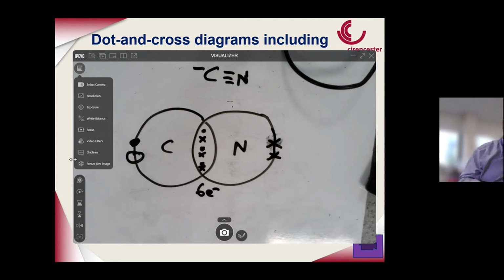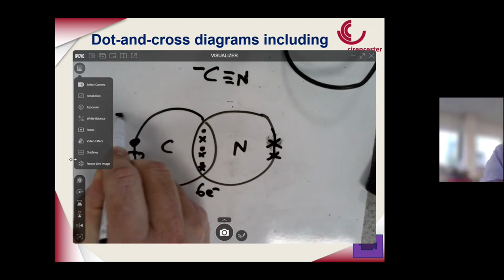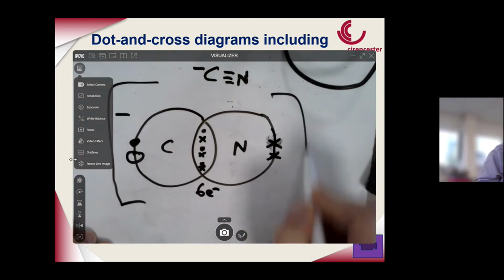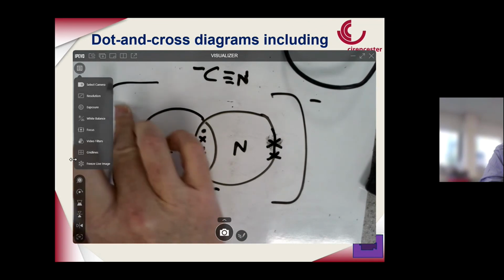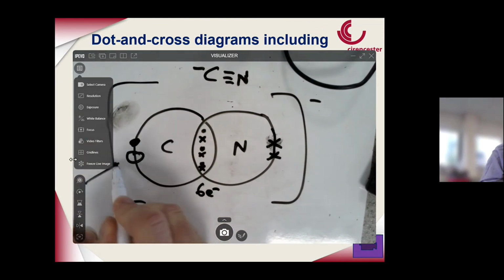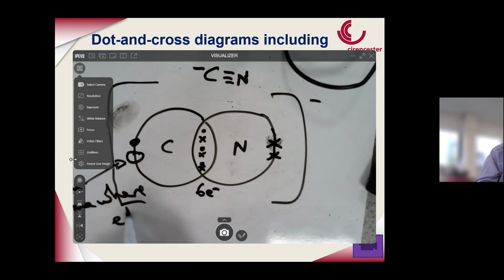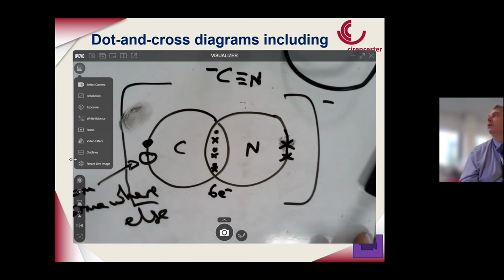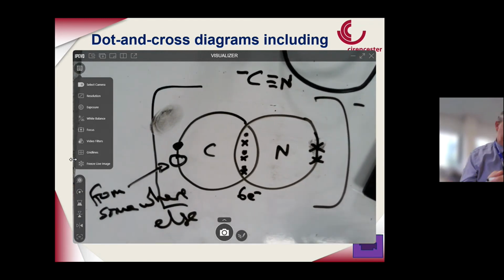That's better. And so this makes this negative overall. So I'll put a minus sign up there. This electron is from somewhere else. Which could be, if it's CN, it could be hydrogen. So then we would have HCN.